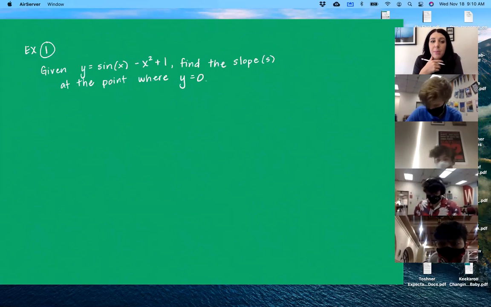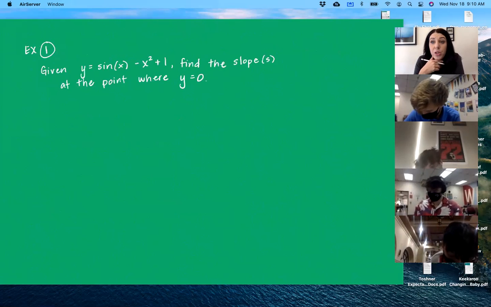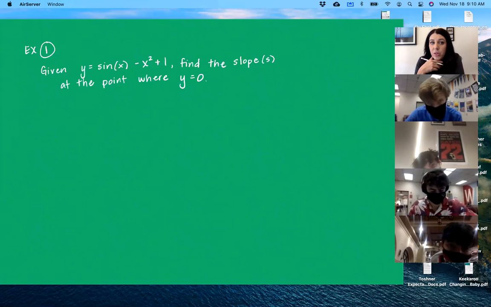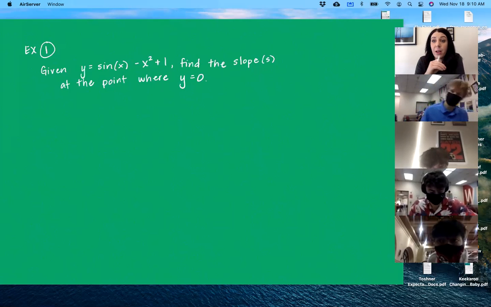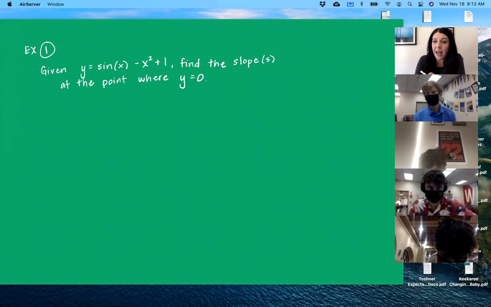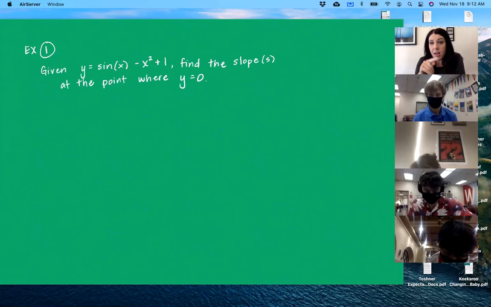Okay, so this is example 1. It says, given y equals sine of x minus x squared plus 1, find the slope or slopes at the point where y is equal to 0. Okay, so what the question is asking us is, it gives us a y equals. It wants us to find the slope at a specific point, but it's not giving us that x coordinate.